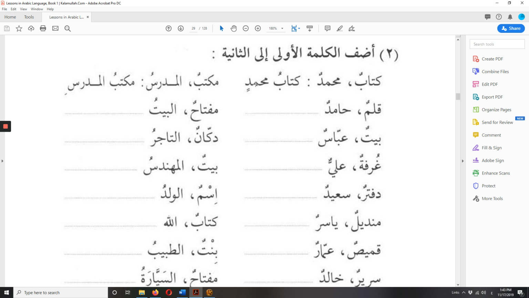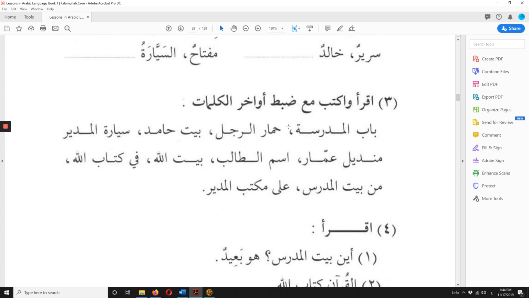So kitabu muhammadin. Maktabun. Al-mudarrasu. Both are in rafa' in their natural states, marfu'. Now if we make possession, maktabul mudarrasi. So qalamun. Hamadun. Qalamu hamadan. Miftahul bayti. Baytu abasin. Dukanu tajiri. And I'll leave the rest for you guys to do on your own.